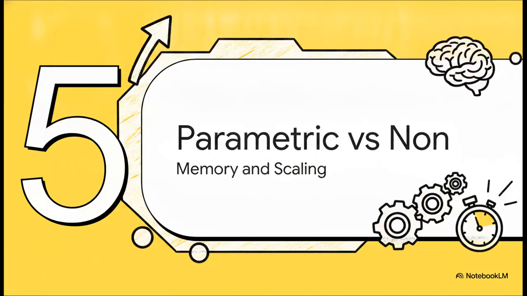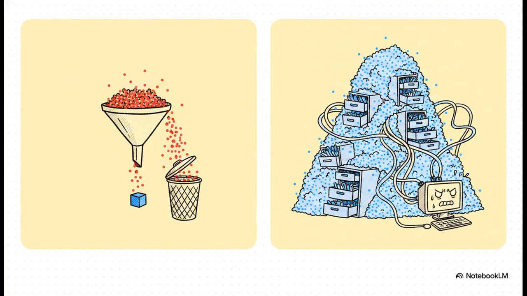Finally, Section 5, Parametric versus Non-Parametric. Let's talk memory and scaling. Here is the ultimate catch, and it all comes down to memory. Regular old linear regression is a parametric algorithm, meaning once you train it and find your set of fixed parameters, those theta values, those parameters literally summarize the whole dataset.